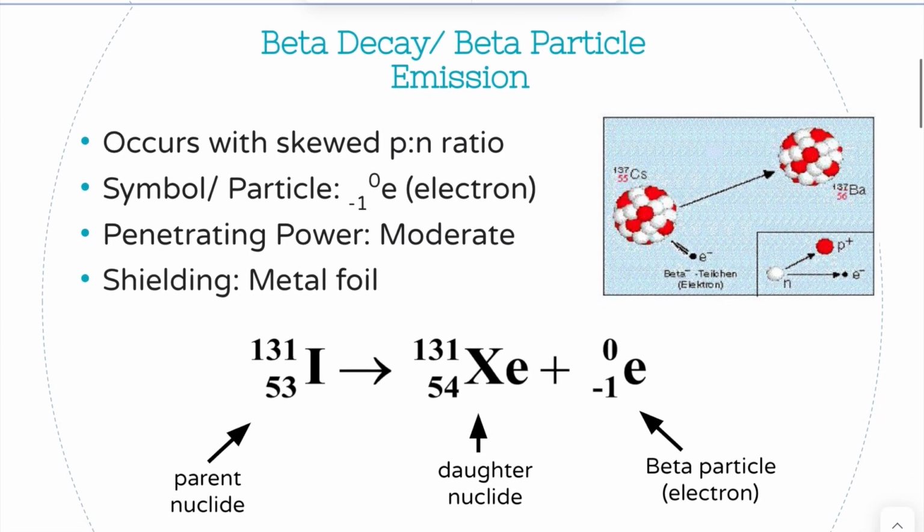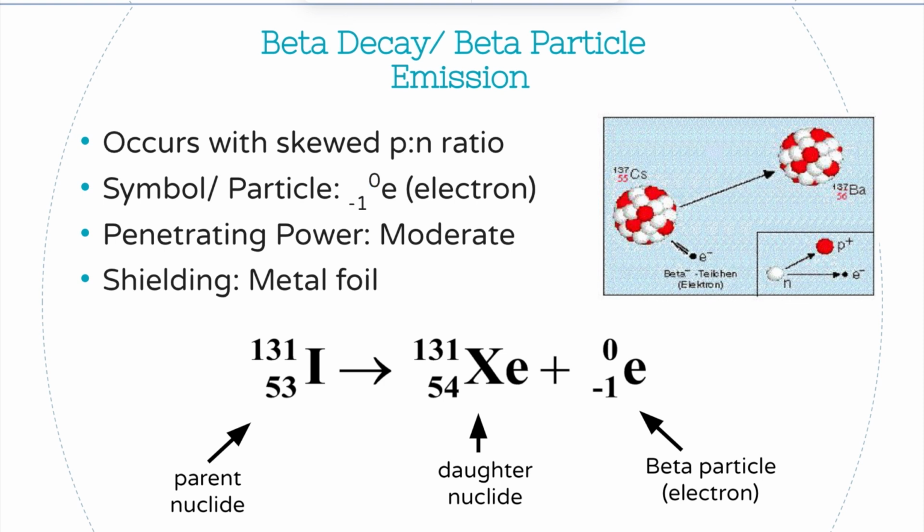Next is beta decay or beta particle emission, and this happens when you have a skewed proton to neutron ratio, and generally with slightly smaller atoms than our alpha decay. Again, it's when that ratio is not balanced that an atom can be unstable. And so in order to become more stable, a particle, such as an electron, is emitted, and that beta particle has no mass, but that charge is taken into account with that -1 in our protons. And so that electron ends up being emitted.